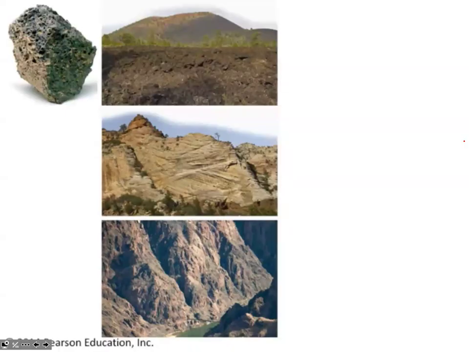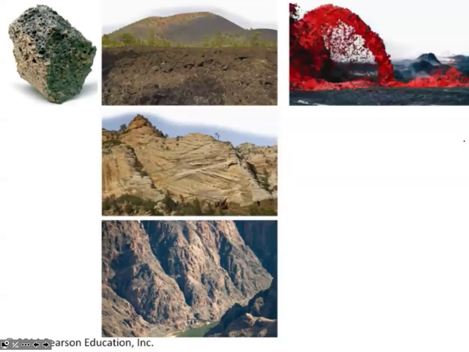Here's a sample of an igneous rock. It's a vesicular basalt. Basically, the way that this rock type forms is from lava. What all igneous rocks have in common is that they form from molten rock, either lava if it's above ground or magma if it's below ground.